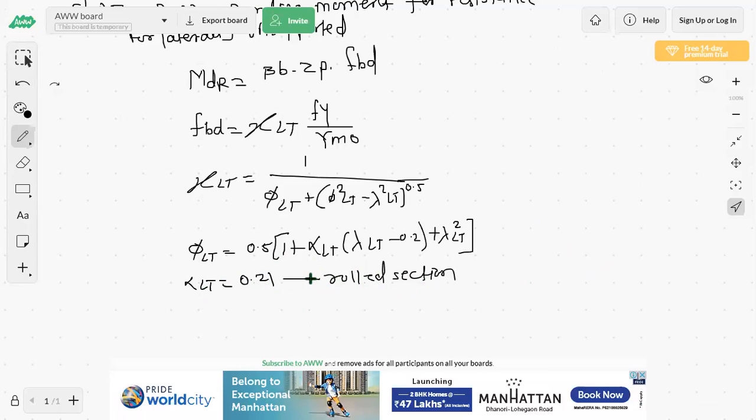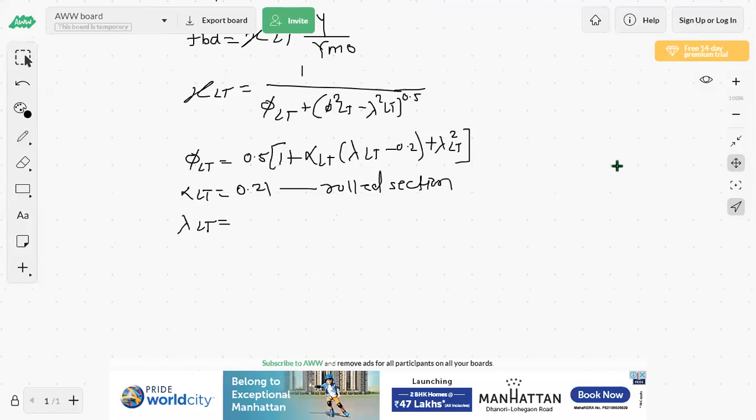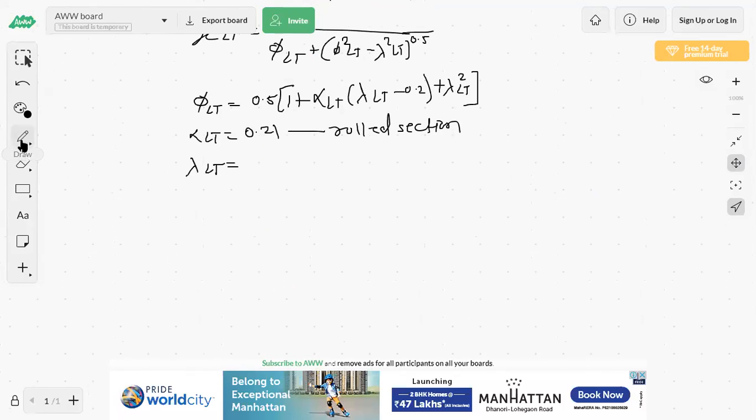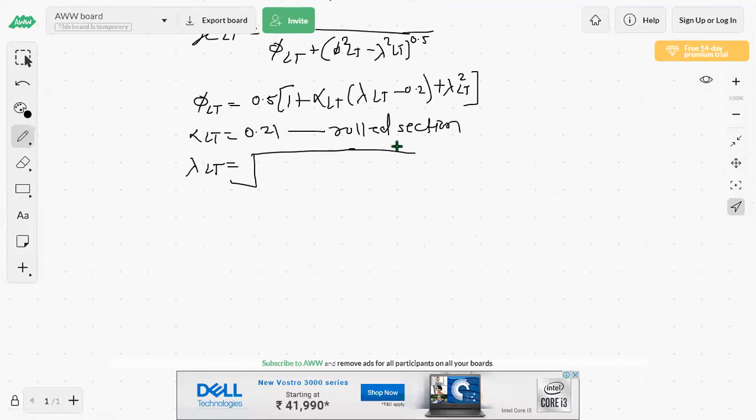Are you getting it? Because the alpha LT value is 0.21. Now we have to calculate lambda LT again. So one by one from bottom to top we will go. This is a very lengthy procedure. Lambda LT is equal to square root of beta B into ZP into Fy divided by MCR. MCR is the elastic critical moment, so again we have to calculate MCR.